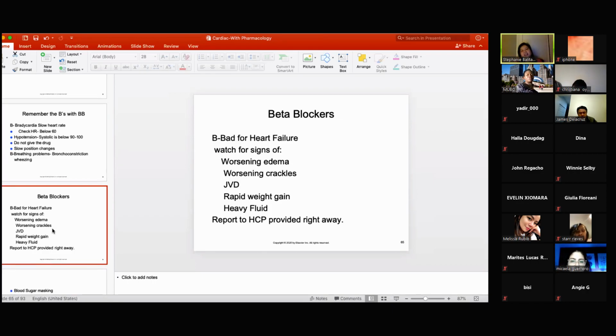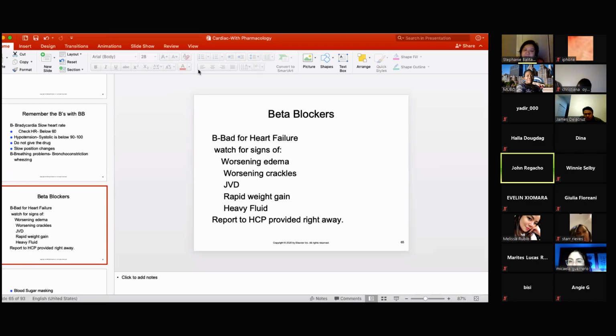Another B is heart failure. It could get bad if you have heart failure. Watch for what is bad for heart failure. So, watch for signs of edema, crackles of the lungs. This is an indication of fluid overload, right? You have crackles in the lungs, you have edema.